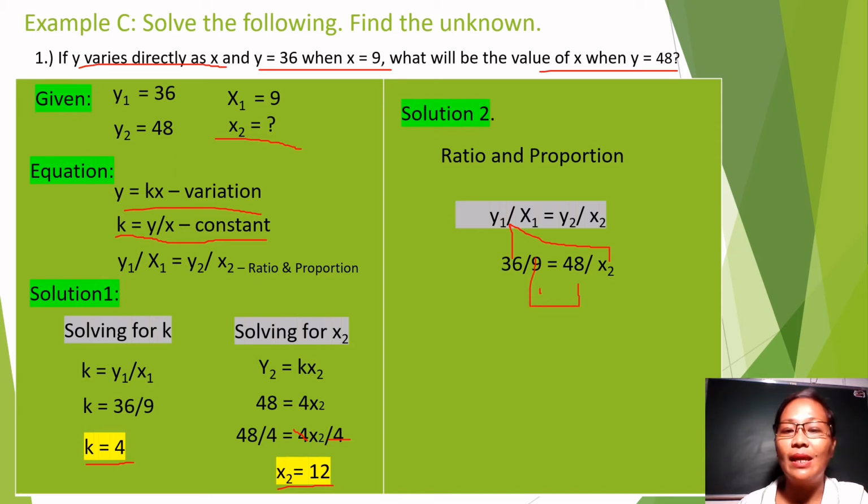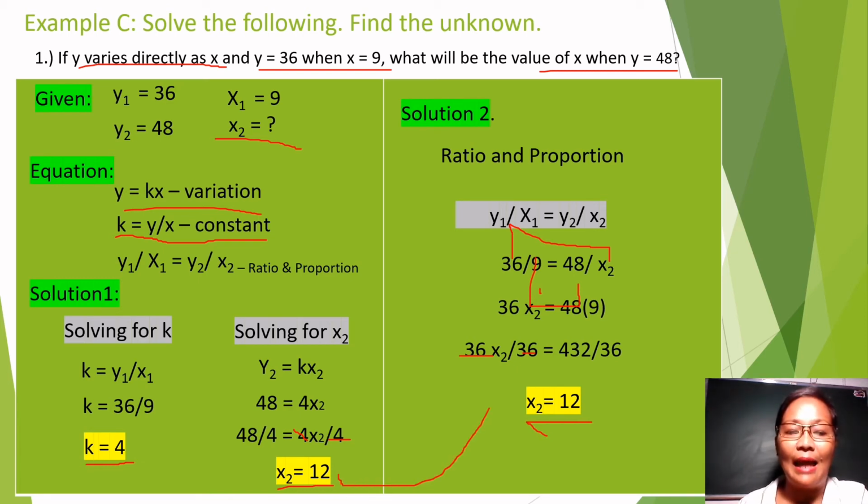So 36 times x sub 2 and 9 times 48. So we have now 36x sub 2 is equal to 48 times 9. To isolate x sub 2, we need to divide both sides by 36. Of course, 48 times 9 is 432. So cancel now 36 and 36. So we have now x sub 2 is equal to 432 divided by 36, which is x sub 2 is 12. So if you notice, they have the same answer.